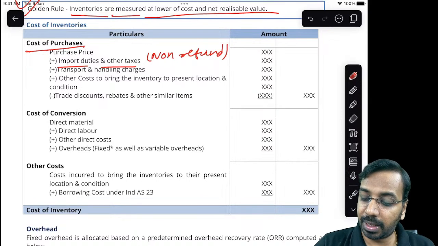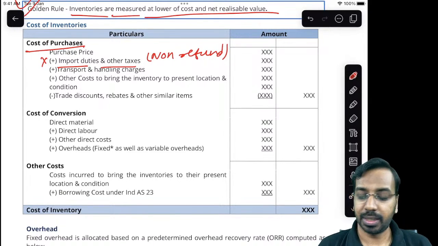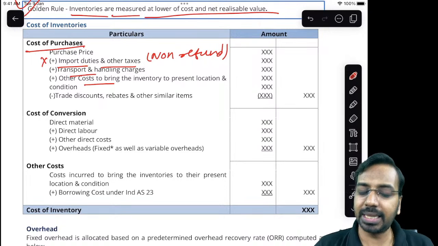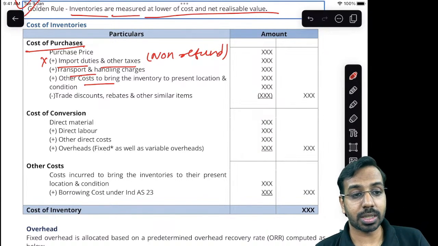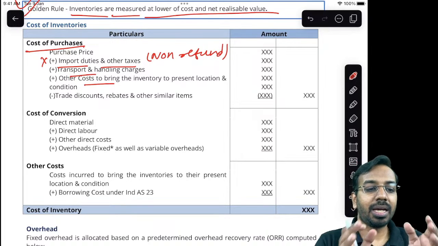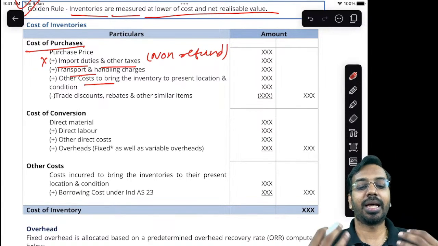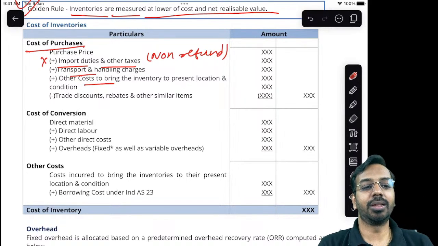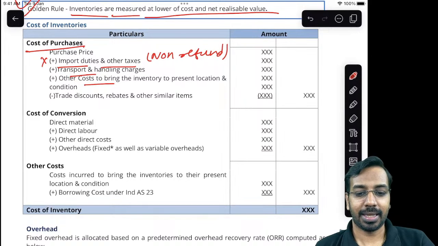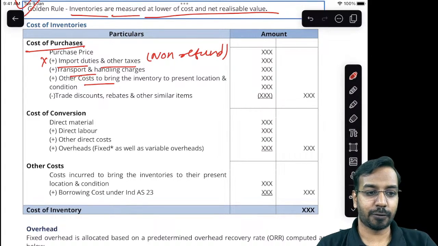If there is any refundable tax, you will not include it here. Then transport, other cost, each and every item of cost that is incurred to bring the inventory to the location and the condition that the entity wants, that is included in the cost of purchase. That is included in the cost of purchase, right?